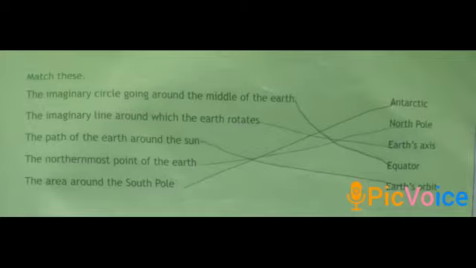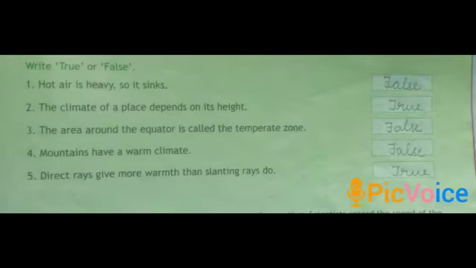Next, match these. The imaginary circle going around the middle of the earth is the equator. Second, the imaginary line around which the earth rotates is earth's axis. Third one, the path of the earth around the sun is earth's orbit. Fourth one, the northernmost point of the earth is the North Pole. And the area around the South Pole is Antarctic.